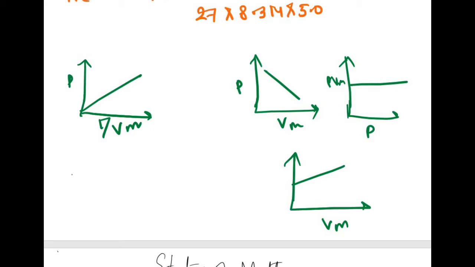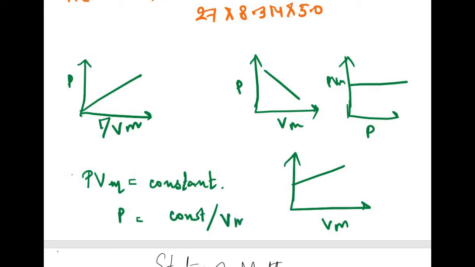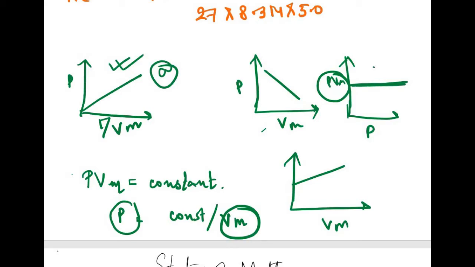See, for isothermal expansion, we know from Boyle's law, P into Vm equal to constant. If that is the case, then we can say P is equal to constant by Vm. So if we plot P versus 1 by Vm, we will get a slope but no intercept. So owing to that, this option is correct, option A. Again, PVm is equal to constant. So PVm value is always a constant. So this graph is correct.